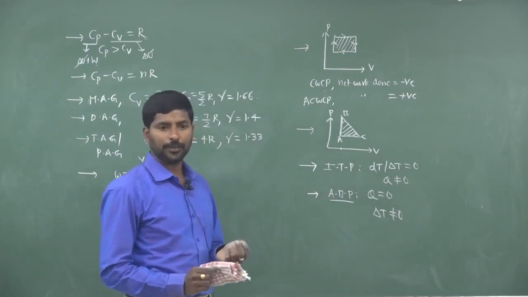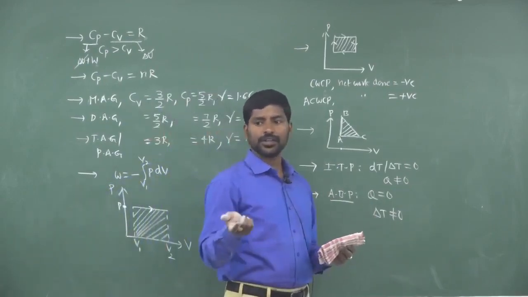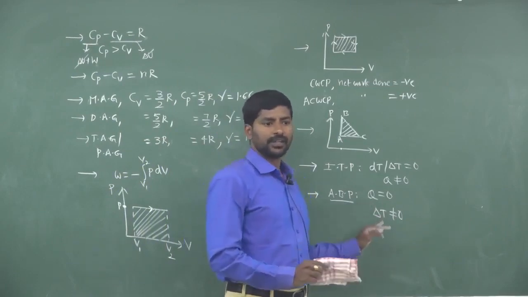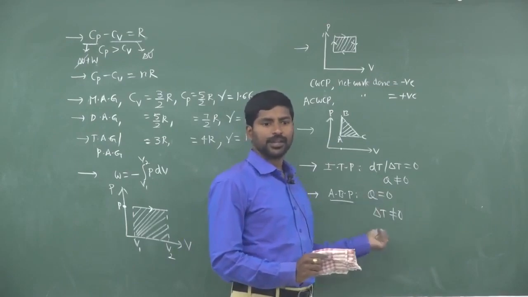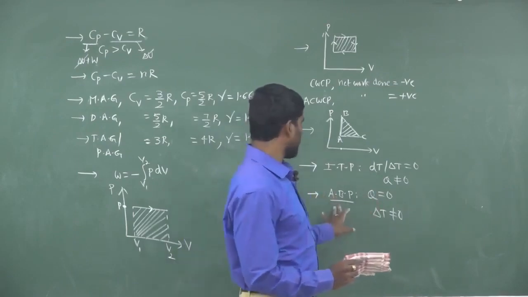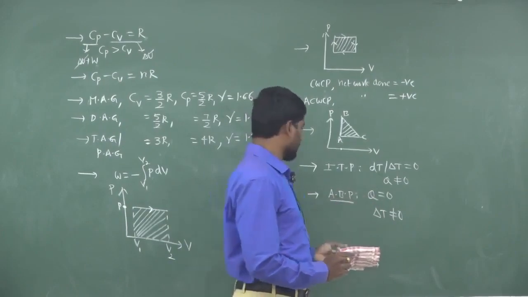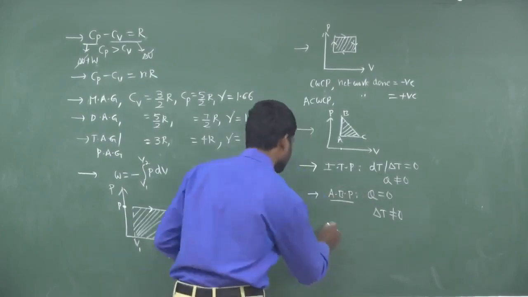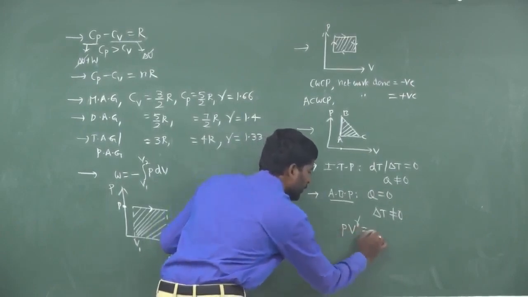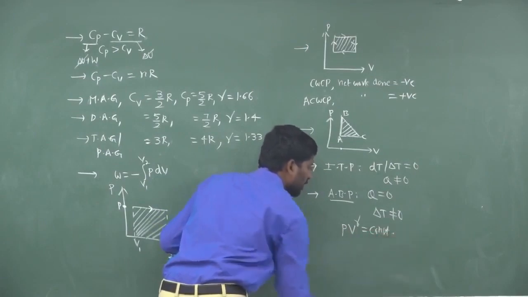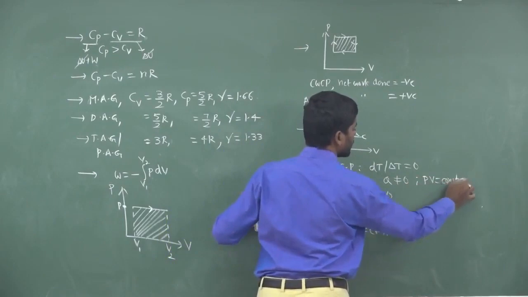What about adiabatic compression? The energy released, is it given to surroundings or does it remain in the system? It remains in the system, so the system's internal energy increases and temperature increases. So for expansion the gas is cooled, for compression the gas is heated. That is the adiabatic process. For an adiabatic process, what is the relation between pressure and volume? PV power gamma is equal to constant. For an isothermal process, P into V is equal to constant.